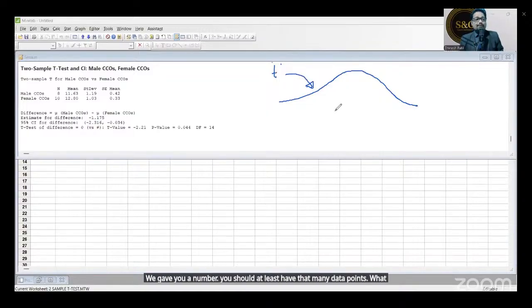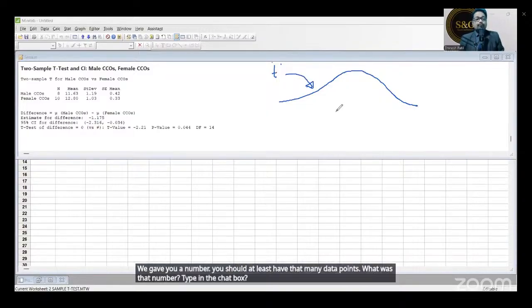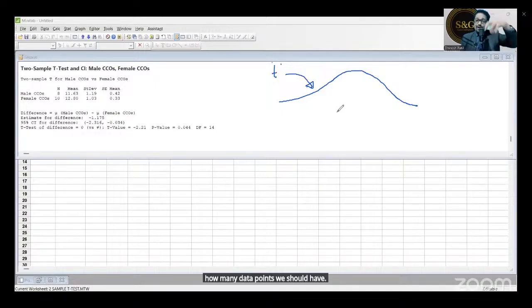What was that number? Type in the chat box. How many data points should we have at least to get a normal distribution like this? Very good. 30 data points. Absolutely right. So to get our normal distribution, which is also called the Z distribution, we should have 30 data points. So whenever we have 30 and above, we can go to Z distribution.